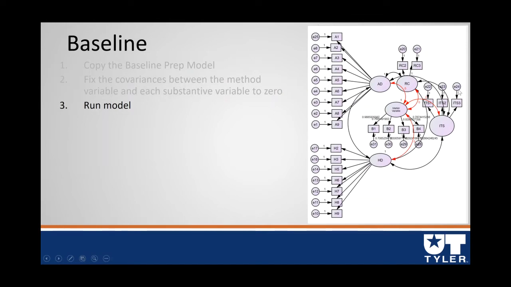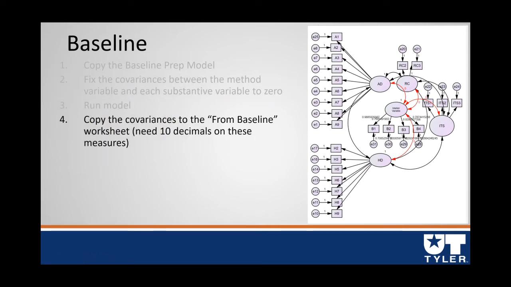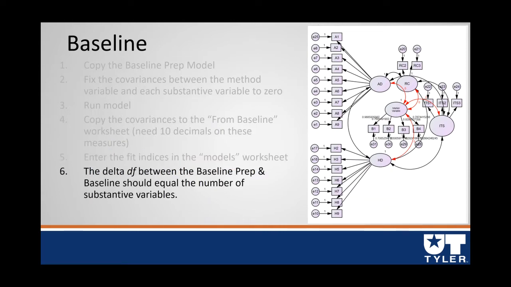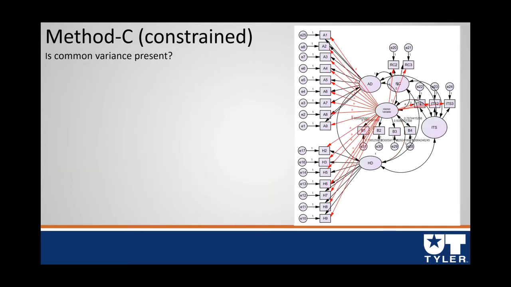And then we're going to run the model and copy the covariances to the from baseline worksheet that is in our workbook that we've provided. And again, make sure that you're getting 10 decimal places on these. It's very important. We're going to enter the fit indices into the models worksheet and the delta degrees of freedom between the baseline prep and the baseline should equal the number of substantive variables.